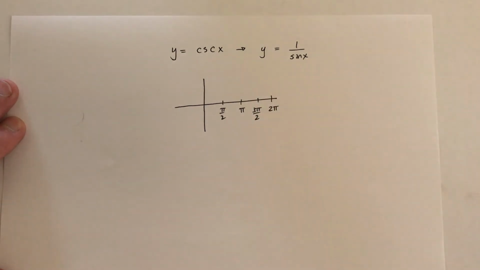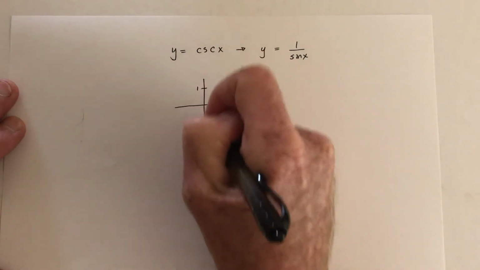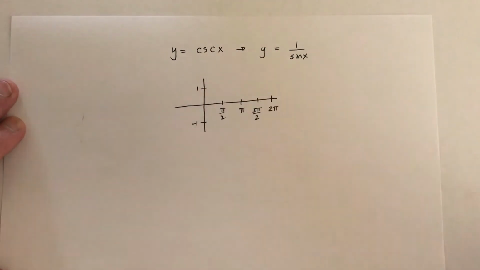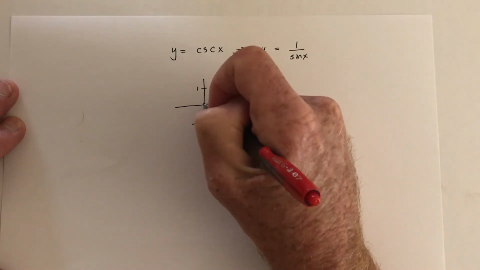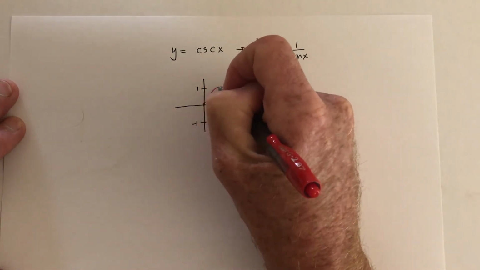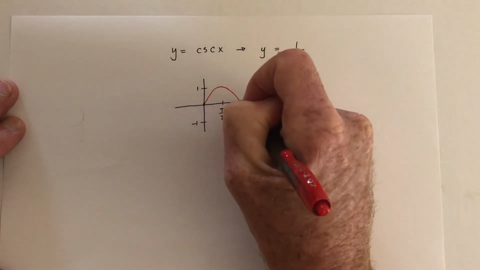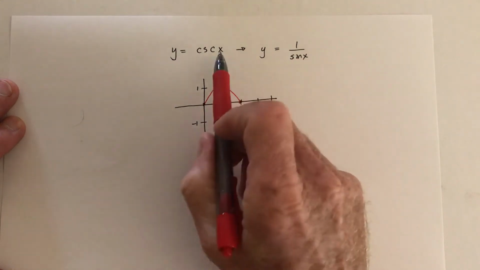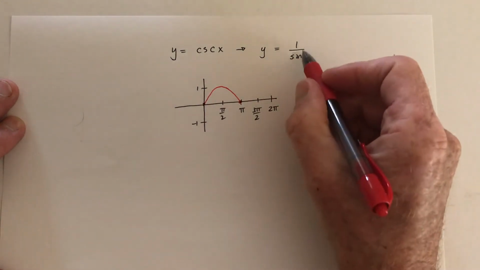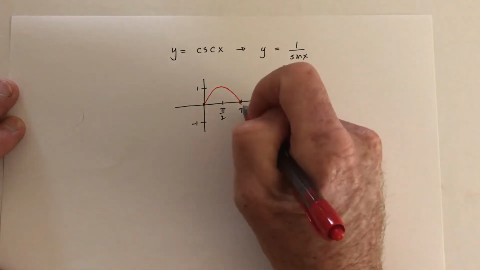And I'll do the sine graph in red. I forgot my y-axis, need to label that. The y-axis goes from -1 to 1. So the sine graph will start at the origin and then it'll go up to 1. It's going to hit the x-axis at pi, so that means at pi and at 0, cosecant is going to be undefined because that would cause division by 0 right here.